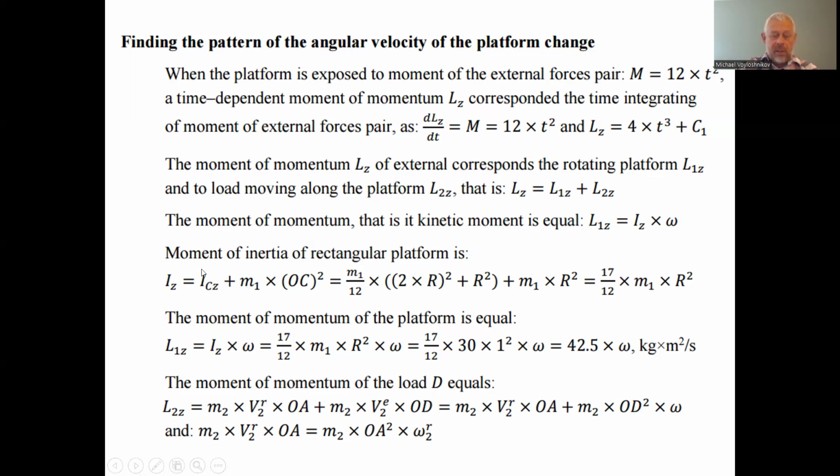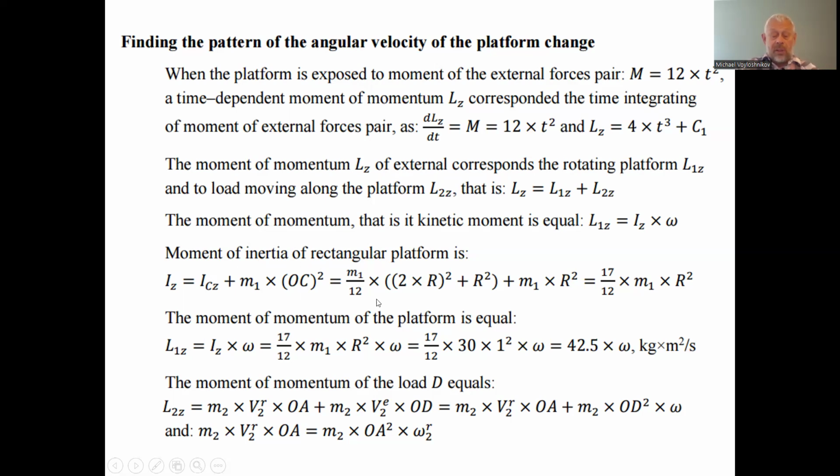The first summand is the moment of inertia of the rectangular platform around the point of location of the center of mass, and the second summand is the mass of the platform multiplied by the squared radius between the axis of rotation and the center of mass of the platform. This is the transfer, the second summand, the transfer moment of inertia.